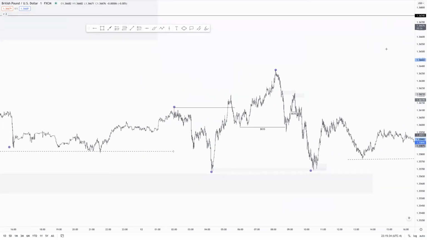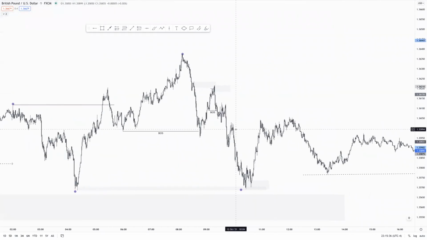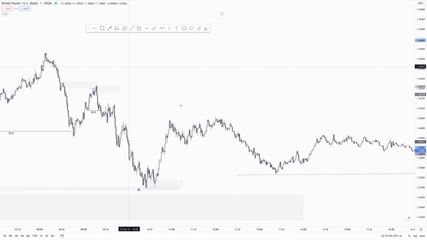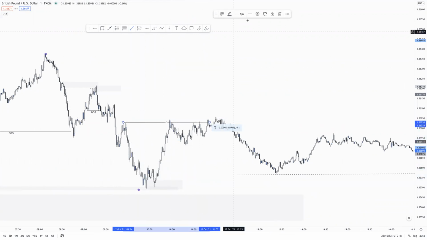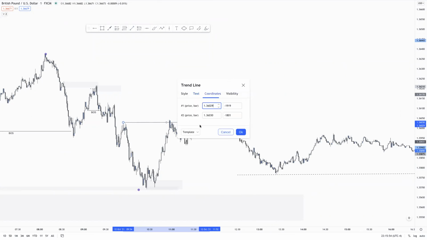So you guys can see there's a little entry here. There is also another entry right here that I actually ended up taking. This is a structural point, right? This is the high that produced the lower low down here. So this high produced that lower low. All right, and we ended up breaking above that.